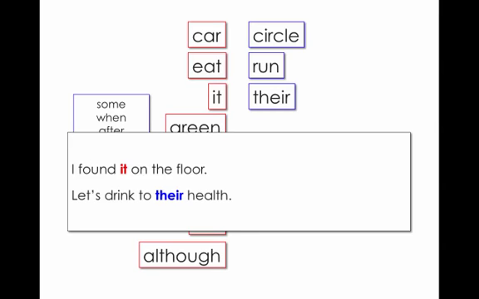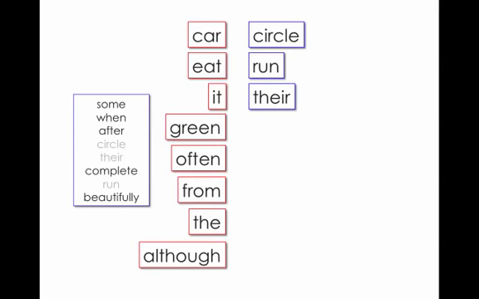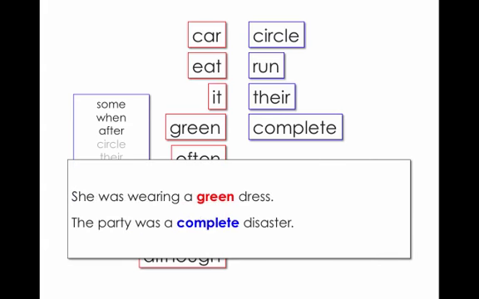Okay, so let's go on. The word that goes with green is complete. Now, here are my example sentences. She was wearing a green dress and the party was a complete disaster. And we can see that the highlighted words here naturally go in phrases. A green dress and a complete disaster.